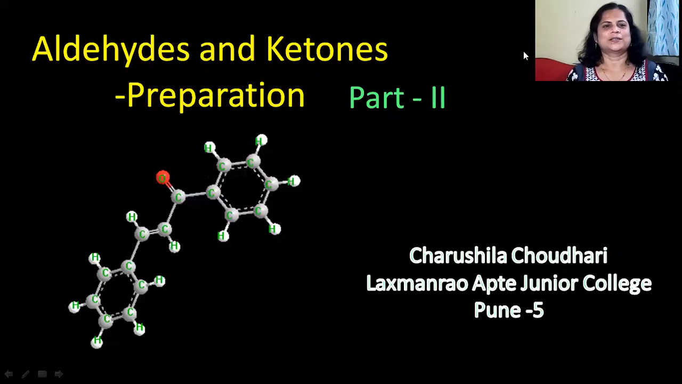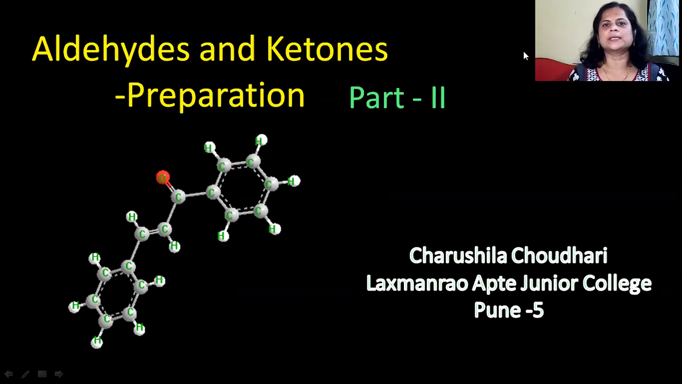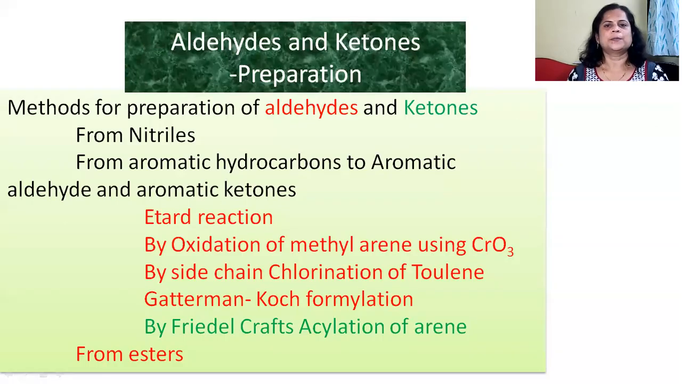Hello students, we are going to study here methods for the preparation of aldehydes and ketone. In part 1, we studied some methods in which we prepare aldehydes and ketone by using the oxidation method, by the hydration of alkyne, by the ozonolysis of alkene, and also we studied how to prepare these aldehydes and ketones from acyl chloride.